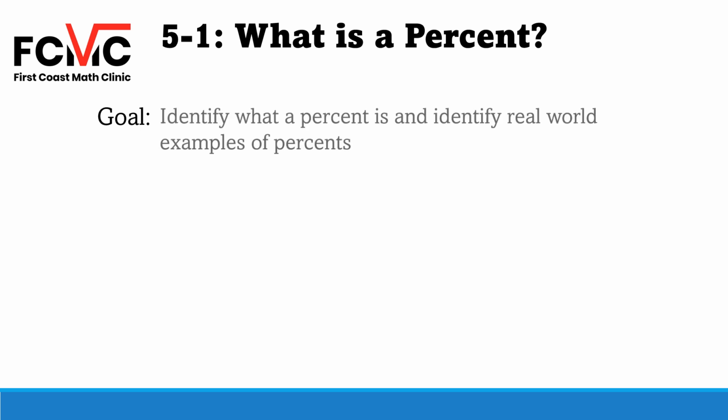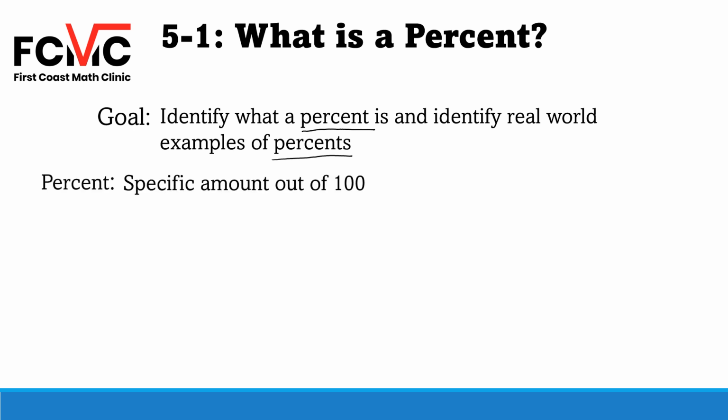So the goal in this video is to identify what a percent is and identify real-world examples of percents. In this unit, Unit 5, we're going to go through working with percents, but I thought in this video we'd just do a quick introduction to percents and what percents are. So a percent is a specific amount out of 100. So when you find percents, we're finding a ratio or an amount out of 100.